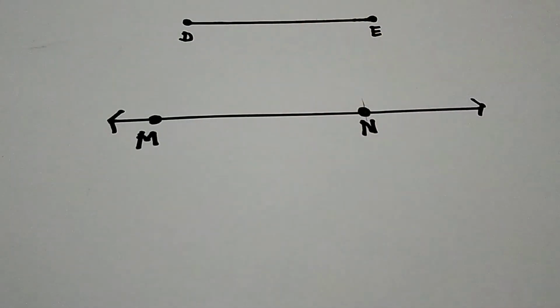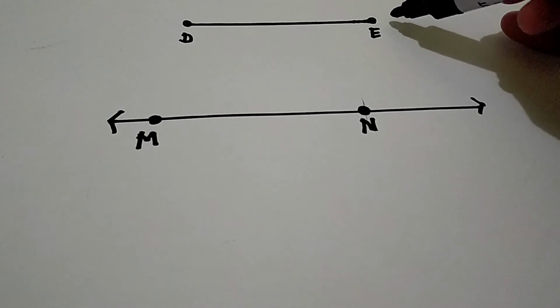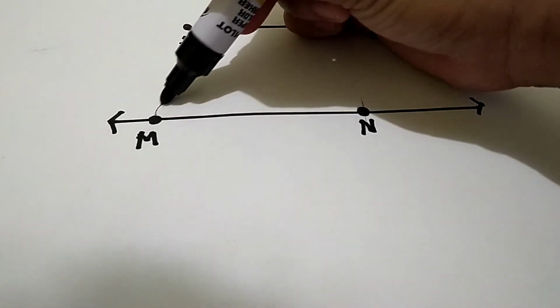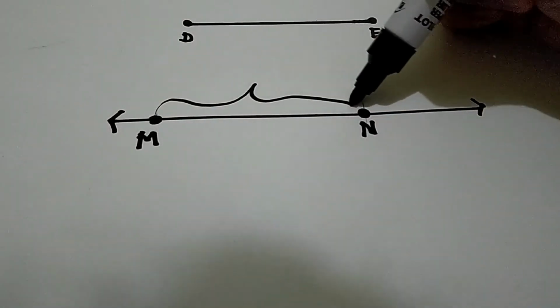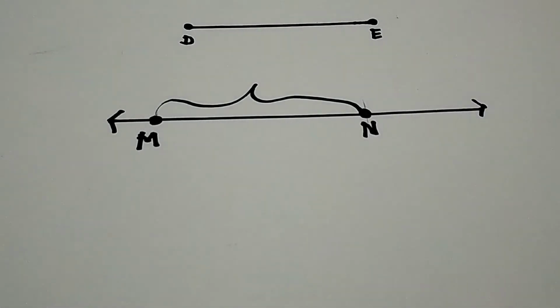So there you have it. You already constructed a line segment which is congruent to line segment DE. So this line segment MN is congruent to line segment DE. So that is for the first basic geometric construction. I hope you get it. If you still have questions, you can rewind our video so that you will understand the steps better.